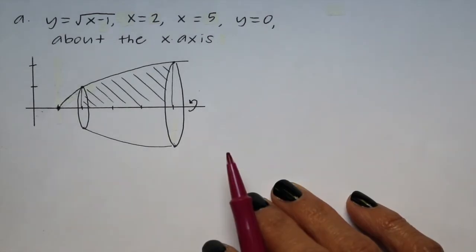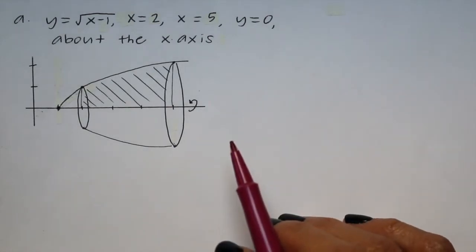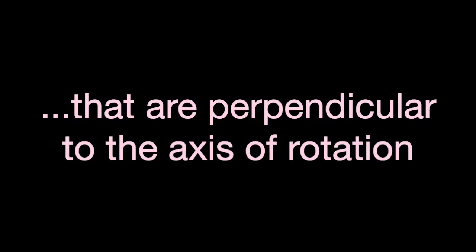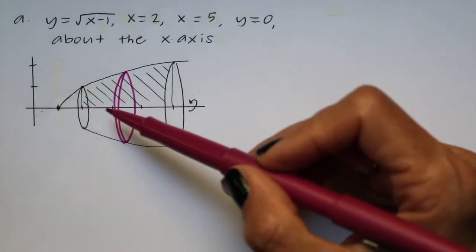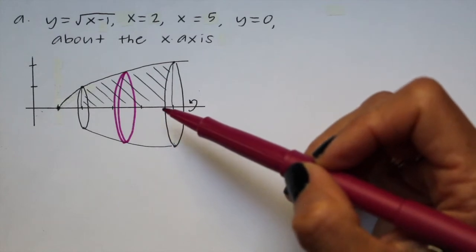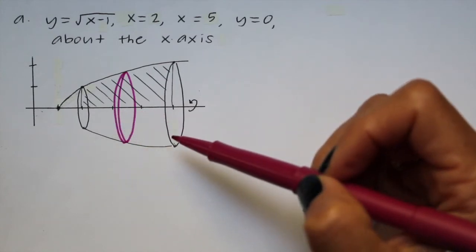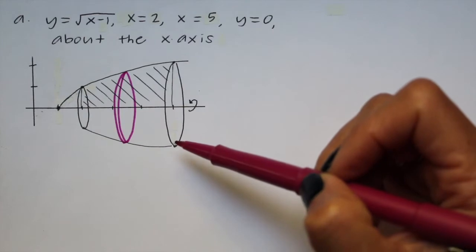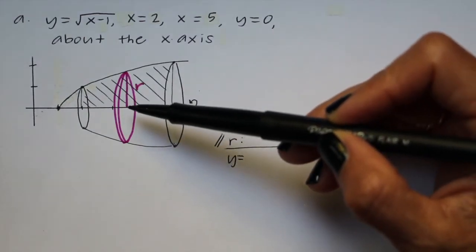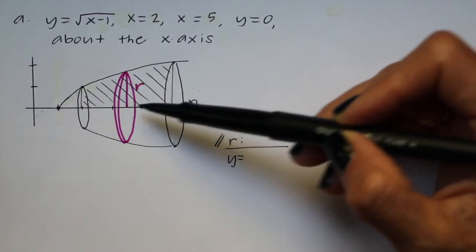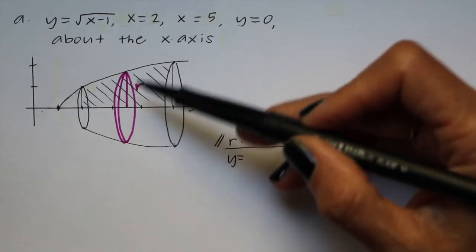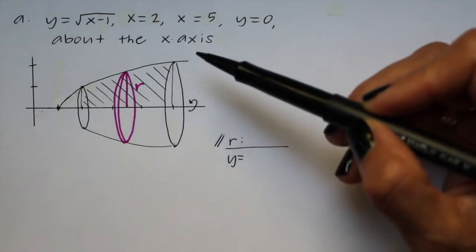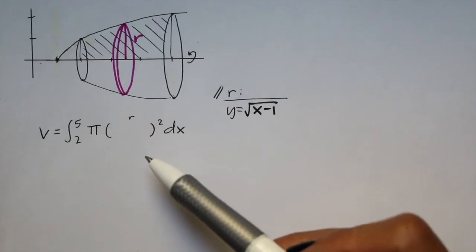So what's happening in the disk method is we're taking cross sections. I just arbitrarily drew the disk right here. There's an infinite number of disks that you could draw from 2 to 5, that if you added up their volumes, it would create the total volume. R starts on the axis of rotation. You draw it perpendicular to that axis of rotation, and you draw it towards the shaded region. And you can see that R in this case is just the height of this curve, square root of x minus 1.